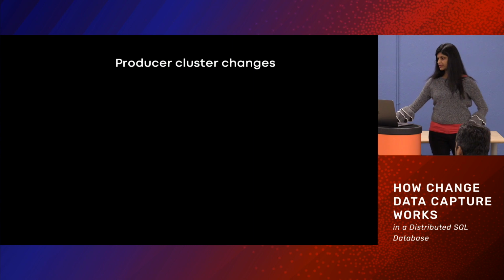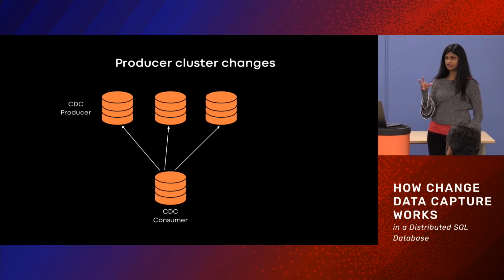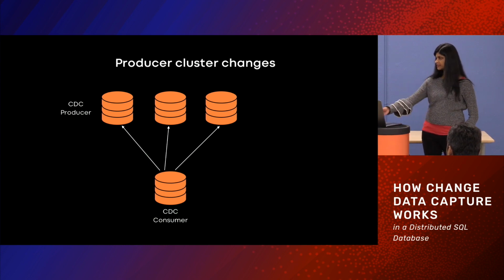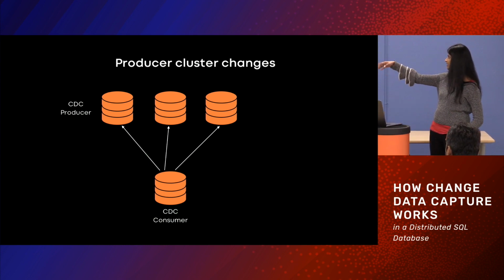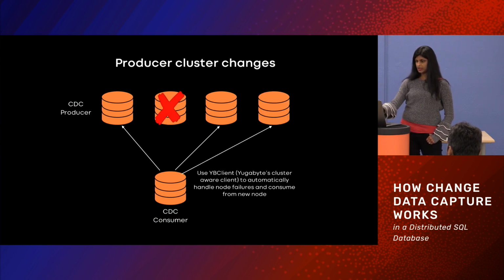Now, the next thing is producer cluster changes. Given that it's a distributed system, we need to be able to handle node failures. So assume that you have some CDC consumer that's consuming data from some CDC cluster, which has, let's say, 3 nodes. Now, what happens if one of those nodes dies and a new node is brought up? Your CDC consumer needs to understand that this node has died and needs to understand which new node to connect to in an automated manner.